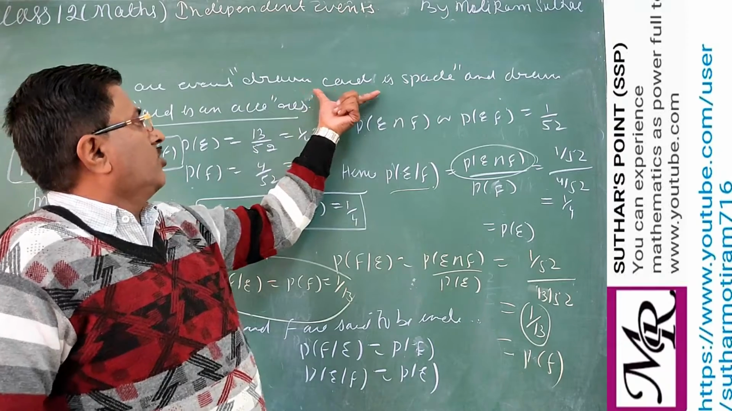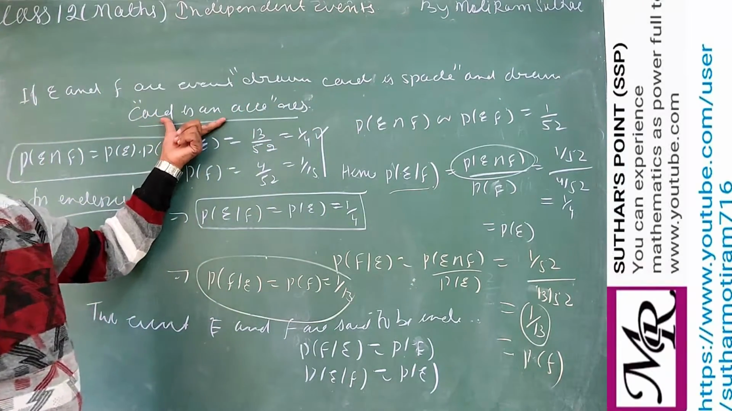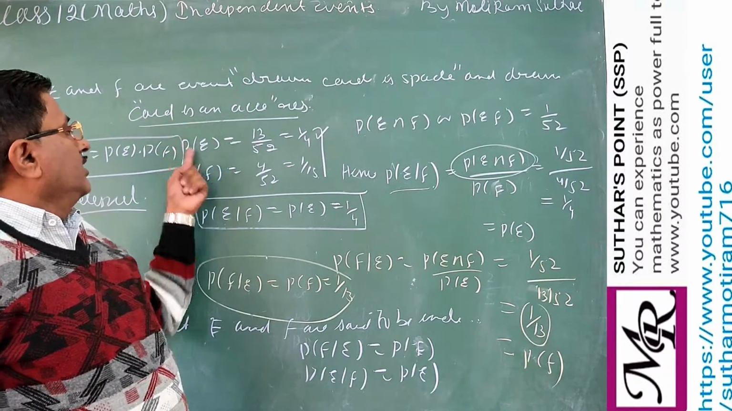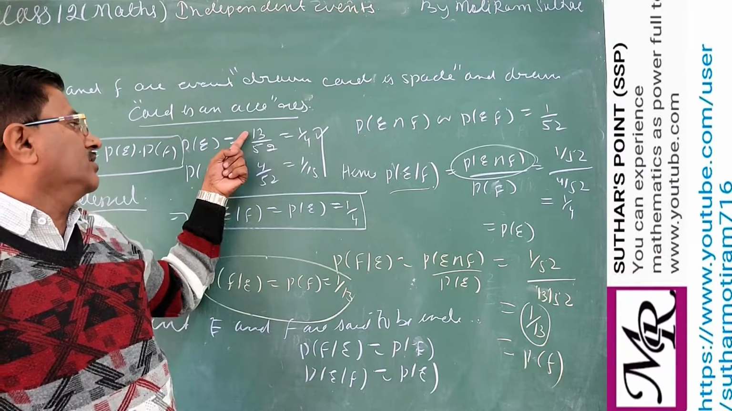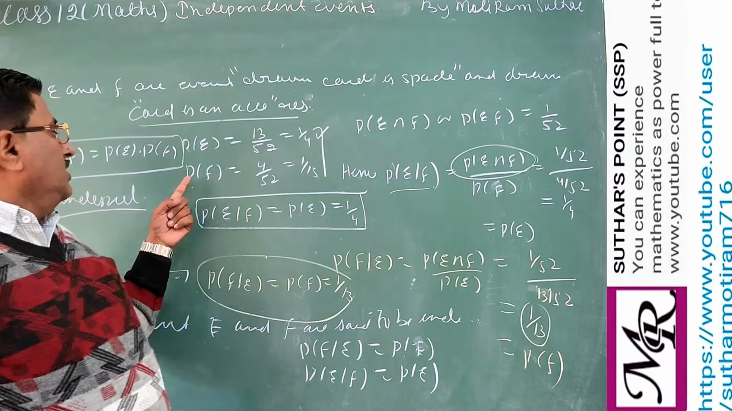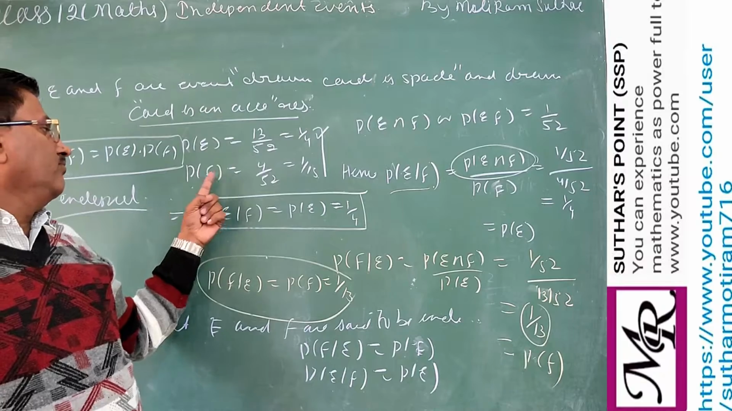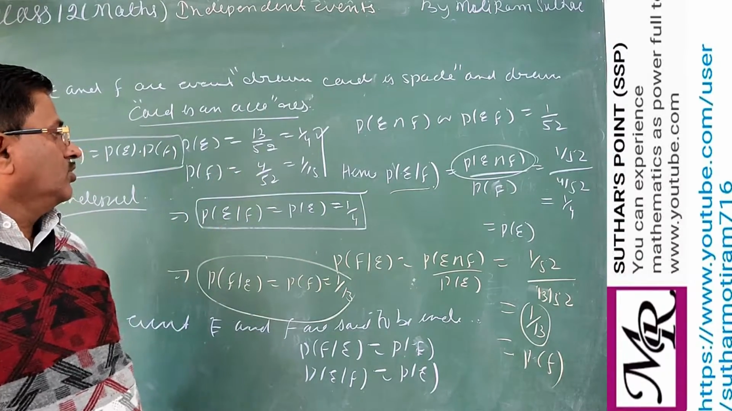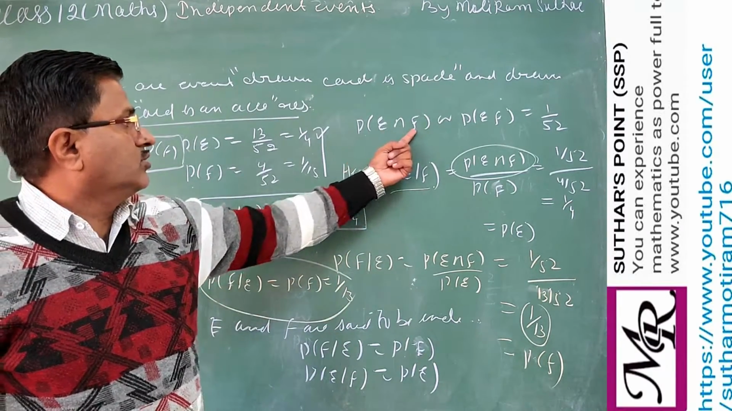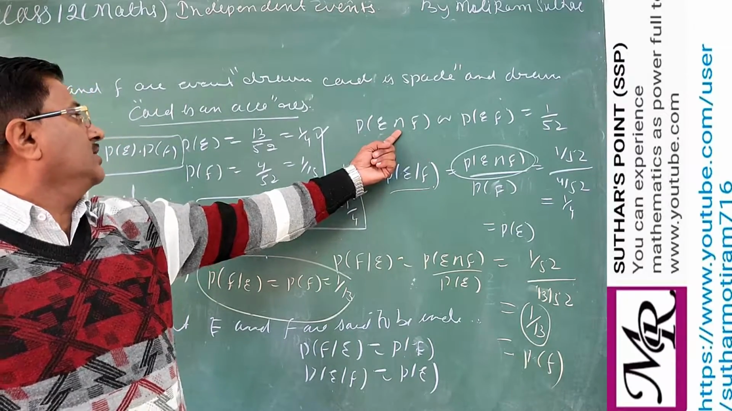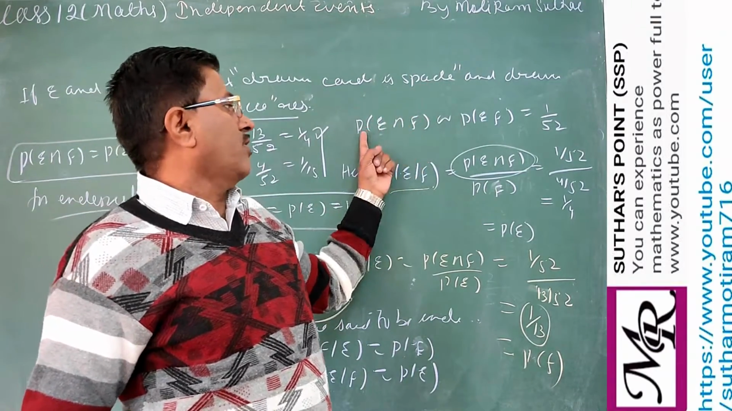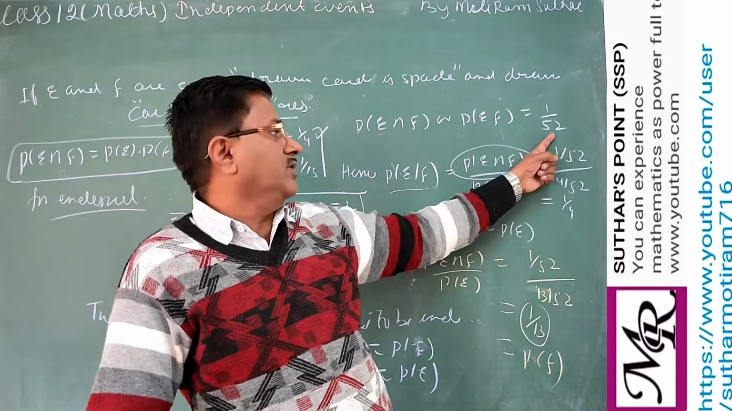The event E is the drawn card is a spade, and F is the event that the drawn card is an ace. The probability of getting a spade card out of 52: you know that there are 13 spade cards, so 13 upon 52, which is 1 by 4. Similarly, the probability of getting an ace, P(F), is 4 by 52, which is 1 upon 13. Now if you want both, a card which is a spade as well as an ace, there is one such card, so the probability of that will be 1 upon 52.